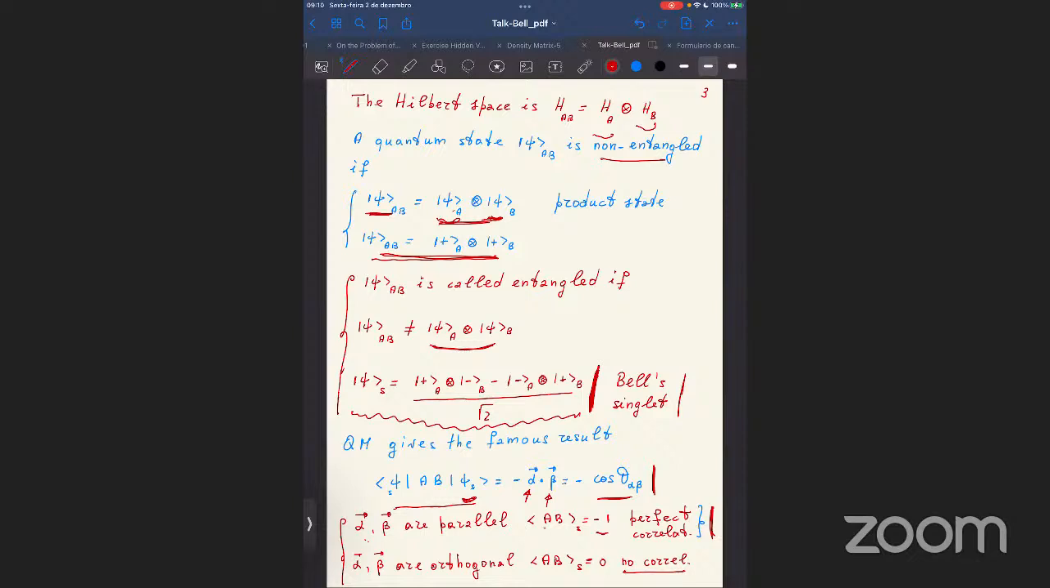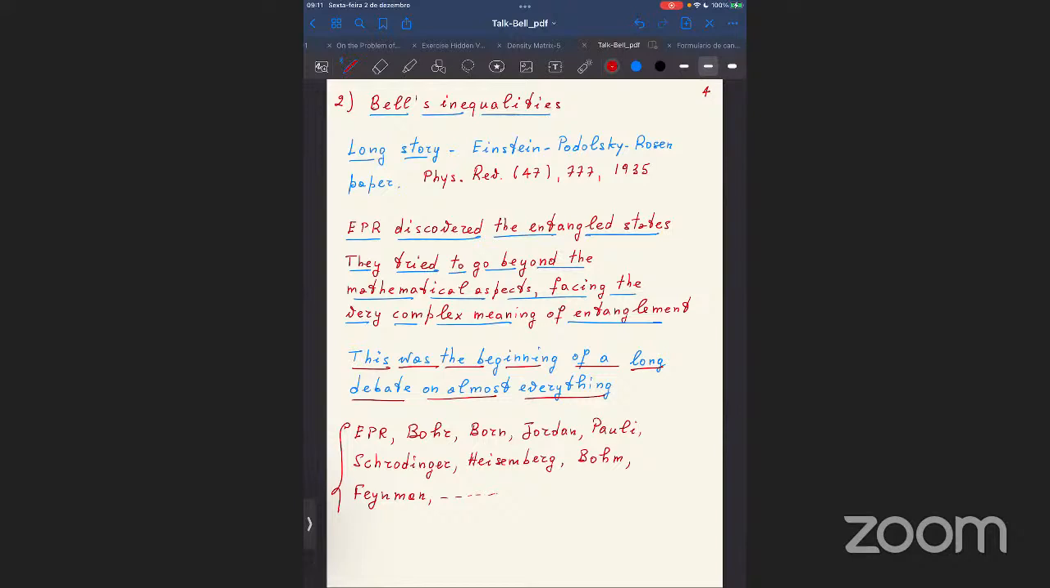On the other hand, if alpha and beta are orthogonal, for example, if Alice measures along the z-axis and Bob measures along the x-axis, then there is no correlation. So the results are uncorrelated. So this is a very, very important and famous result of quantum mechanics. And what about the Bell's inequalities?